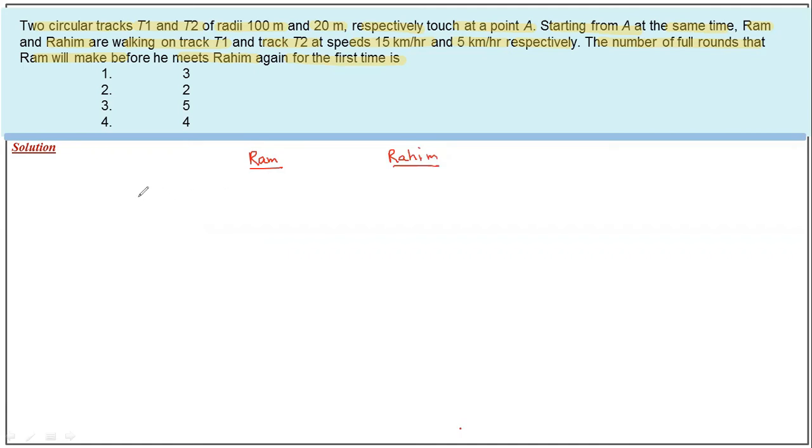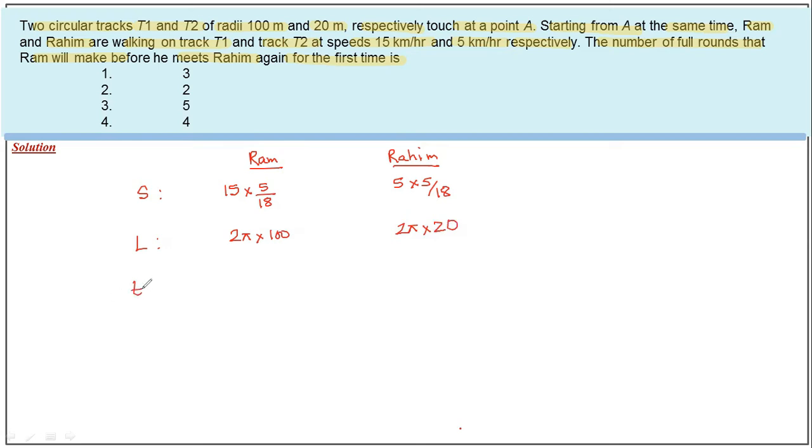So the data given is speed of Ram is 15 km per hour. So that is 15 into 5 by 18 meter per second. And for Rahim it is 5 into 5 by 18 meter per second. Now length of the track in case of Ram would be 2 pi into the radius, and in case of Rahim it will be 2 pi into the radius of T2.